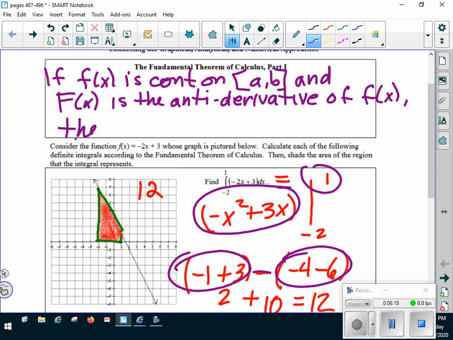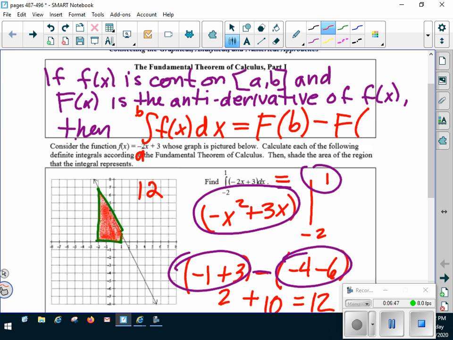then the integral from a to b of little f of x dx. Remember, I take the antiderivative. The antiderivative of little f of x is this big F of x, right? It's the antiderivative evaluated at the upper limit of integration minus the antiderivative evaluated at the lower limit of integration.